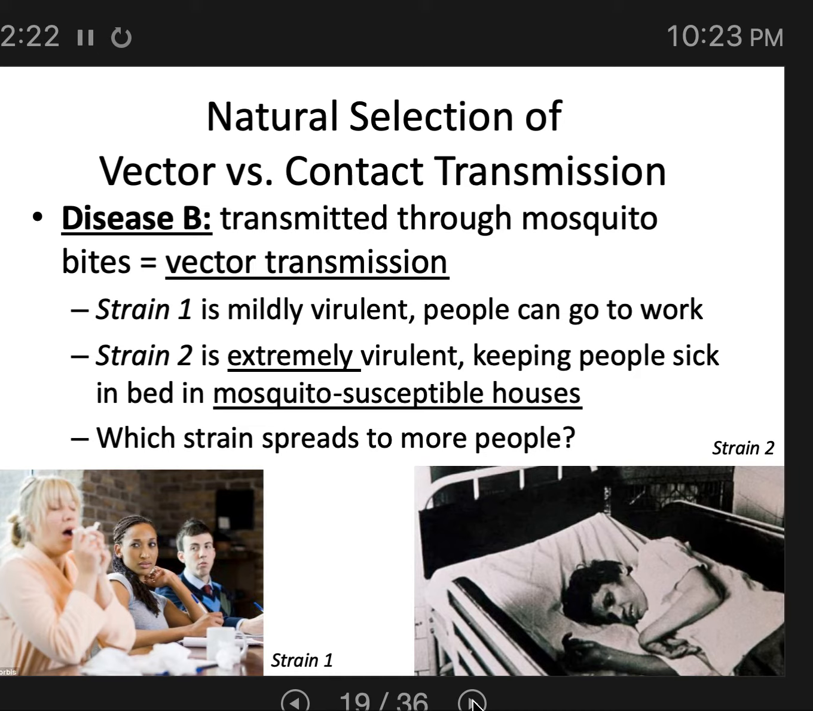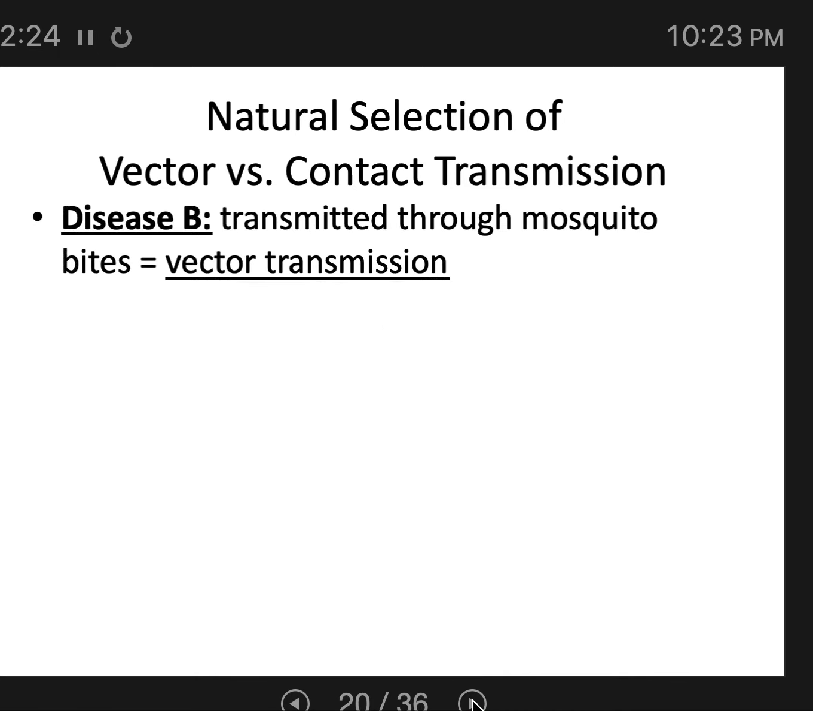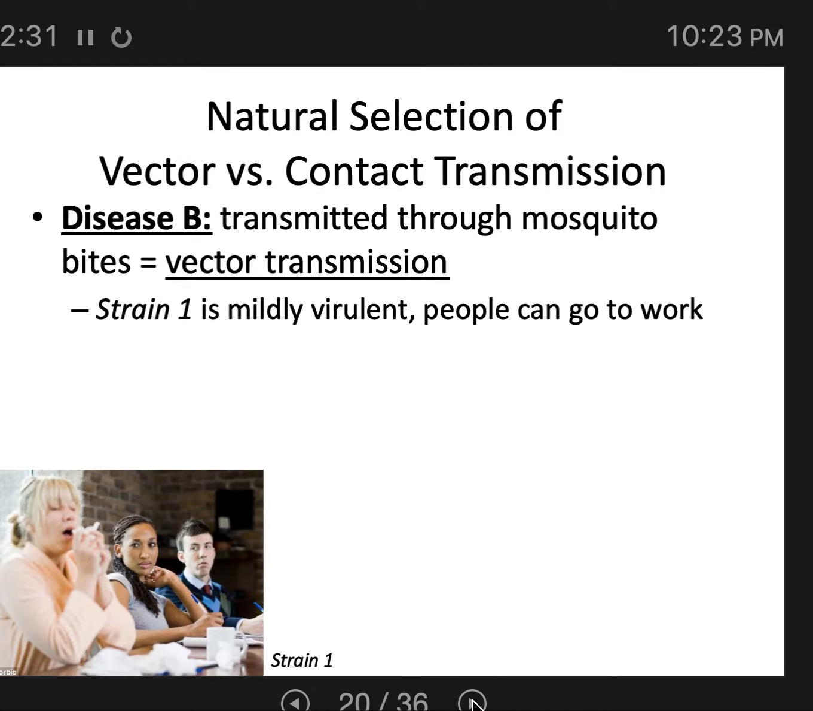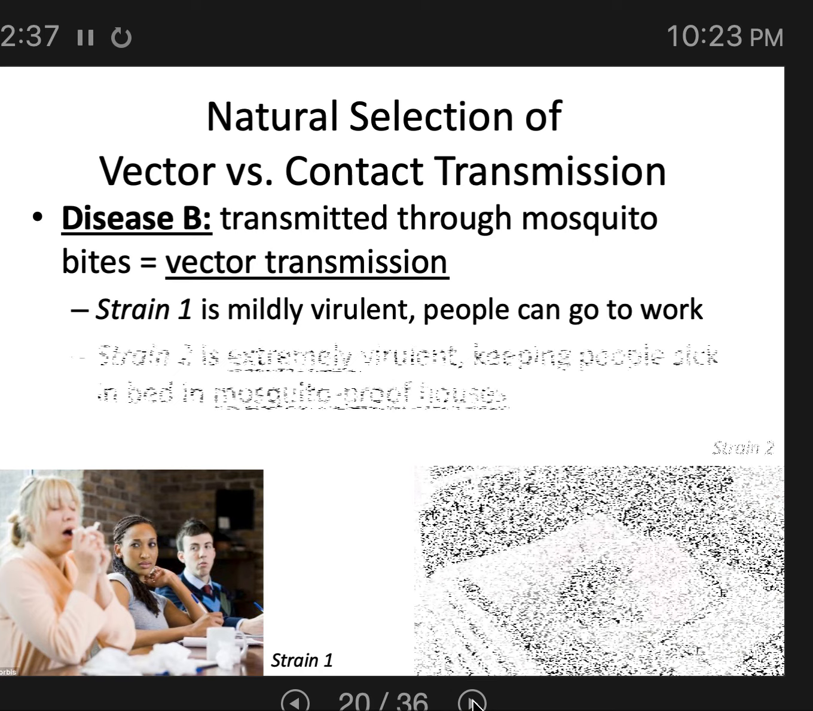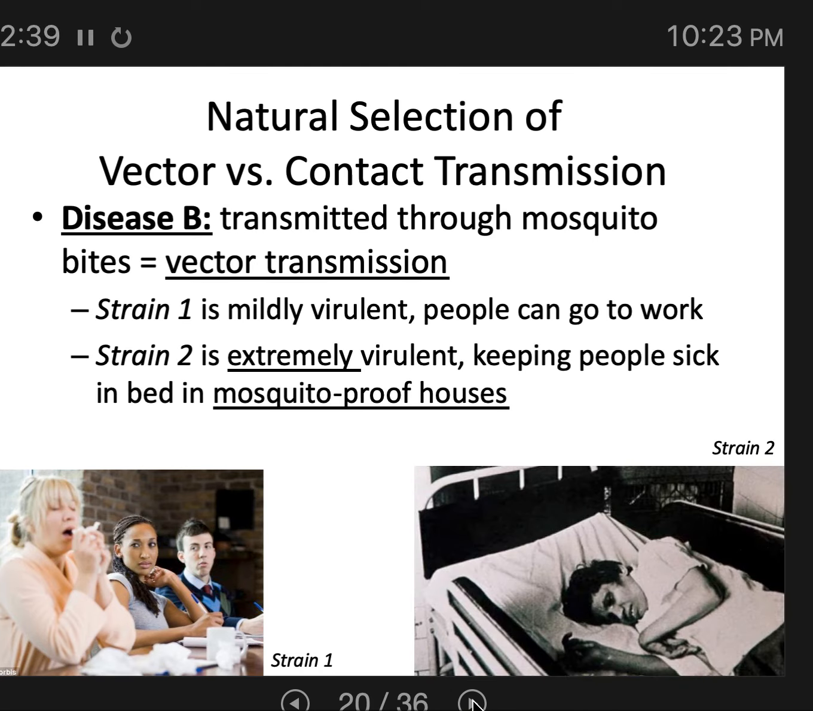So let's look at this new scenario. We have disease B again, transmitted through mosquito bites. That's vector transmission. Strain 1 is mildly virulent again. People who are infected with strain 1 feel well enough to go out, go to work, go see their friends. Strain 2 is extremely harmful, keeping people sick in bed. But now we have these people in mosquito-proof houses. Now people who are the sickest are not having contact with the mosquito vector that moves the disease around.